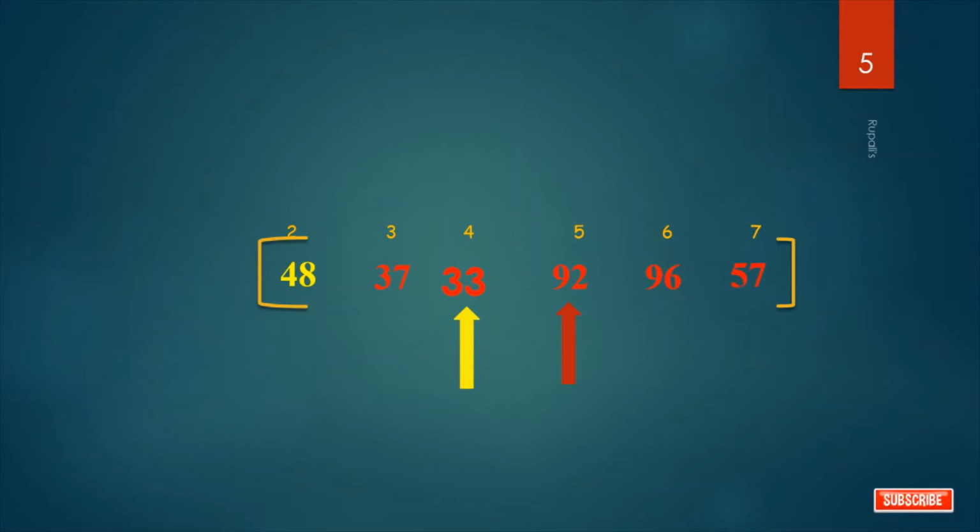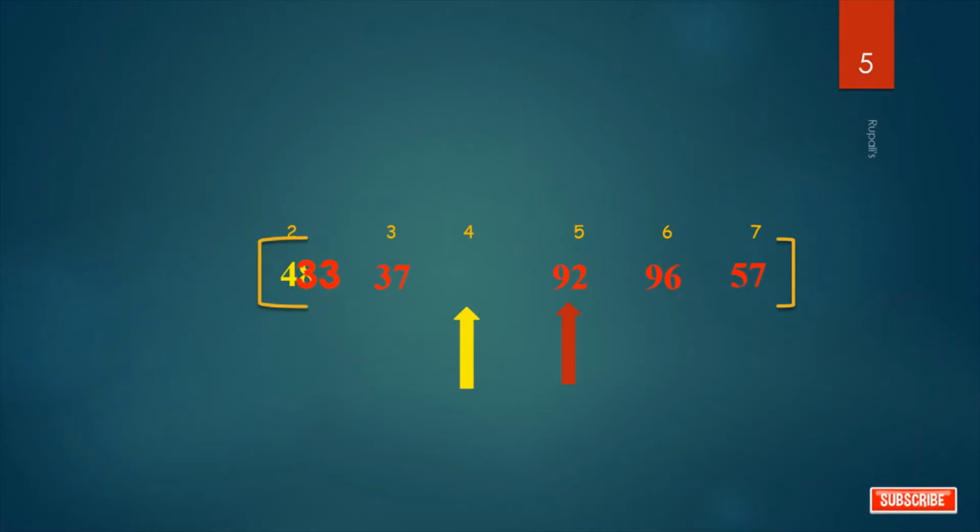And what is the position of the upper pointer and lower pointer? The upper pointer position is 4 and the lower pointer position is 5. The upper pointer crossed the lower pointer. When the upper pointer position is less than the lower pointer position, then you have to swap between the pivot element and the value where the upper pointer points. Means you have to swap between 48 and 33. So you have to swap.